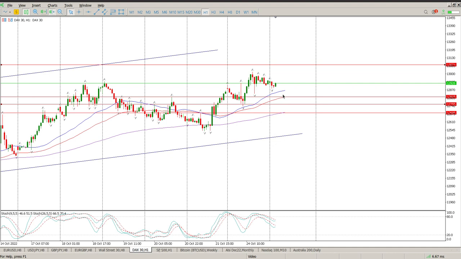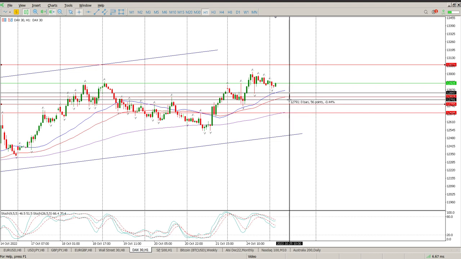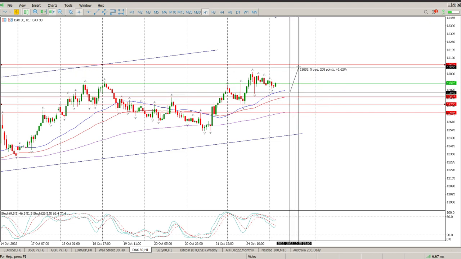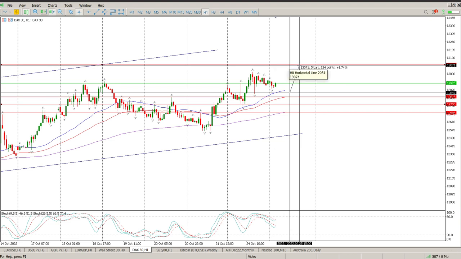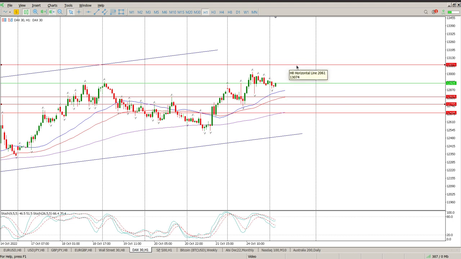I would so prefer us getting to 12,815. So get down here, nice tight stop loss of like 100 points, and then you're looking at a 200 point gain up into this area at 13,074, 13,075. That's kind of my view at the moment.